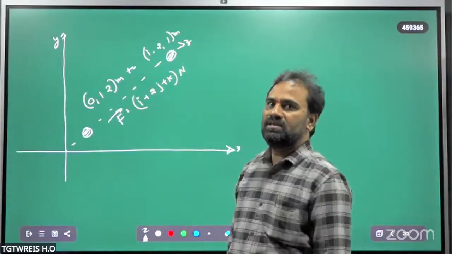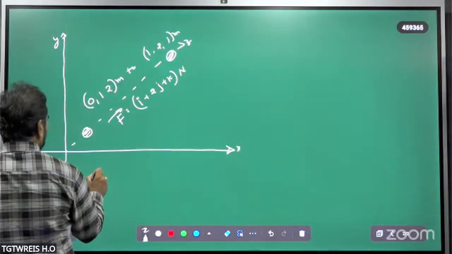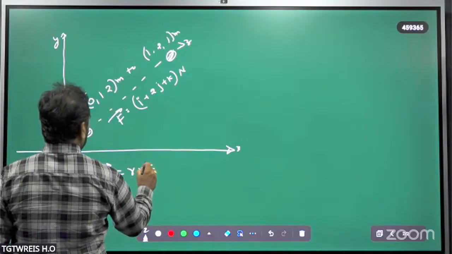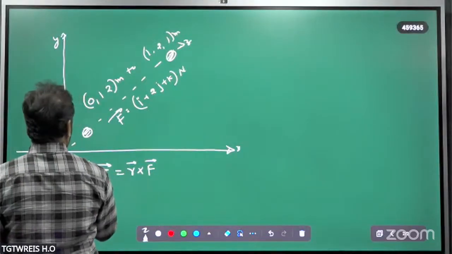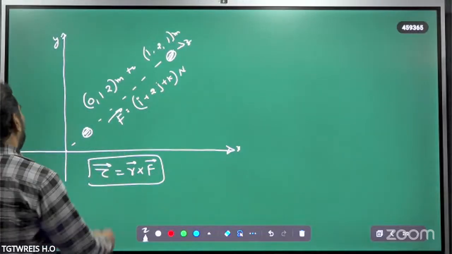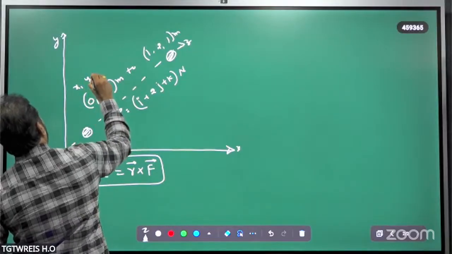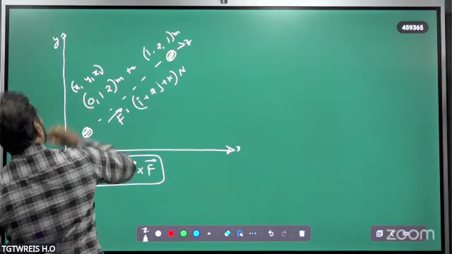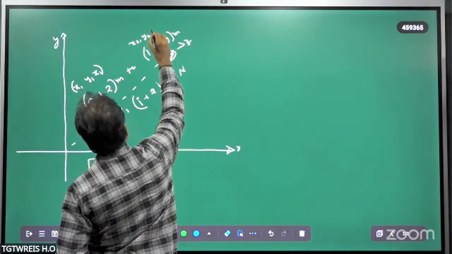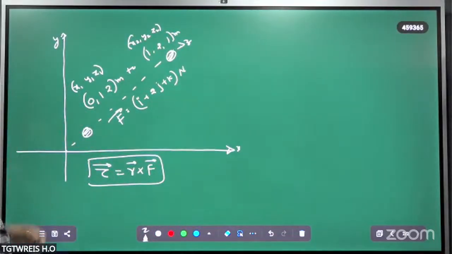How do we find the torque acting on the object? Generally, what is the torque? Torque tau is equal to r cross F. But here the r value is not directly given. Let's take the first coordinates as X1, Y1, Z1 and these coordinates as X2, Y2, Z2. Here, what is r bar?